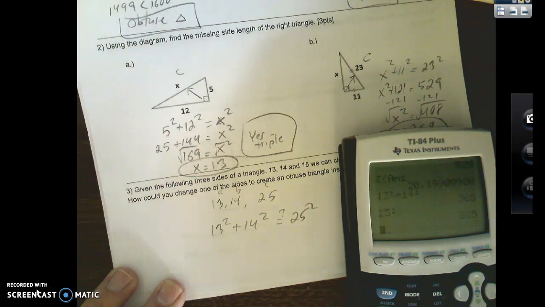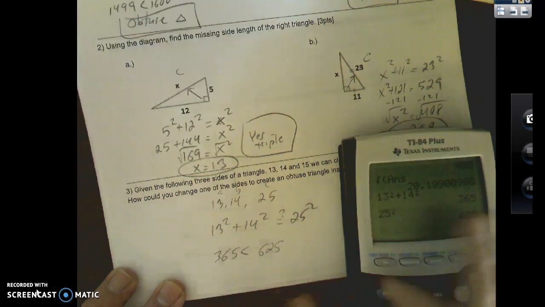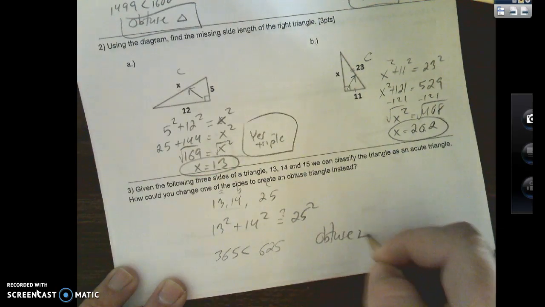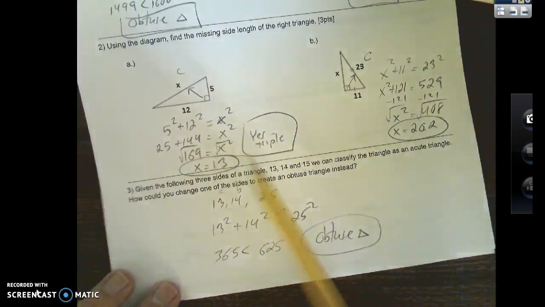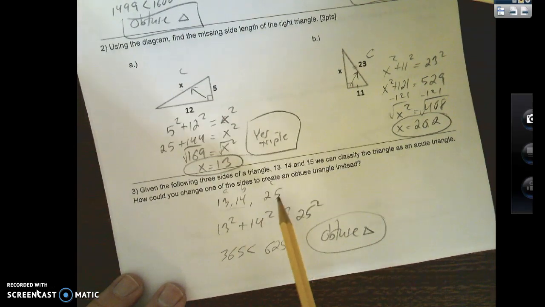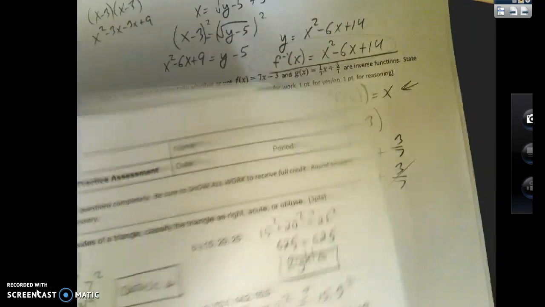25 squared. Jackpot. So 365 is less than 625. So we have just created an obtuse triangle. Just a friendly heads up: if all three side lengths are close to each other, it's normally acute. If one's really, really far apart, that's normally obtuse. Okay, just in general. All right, on the back here, we have a lot of word problems.